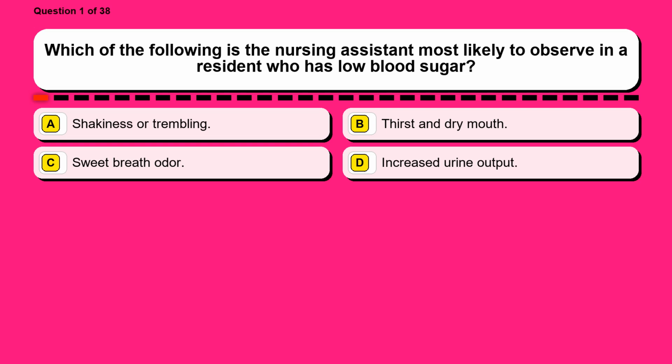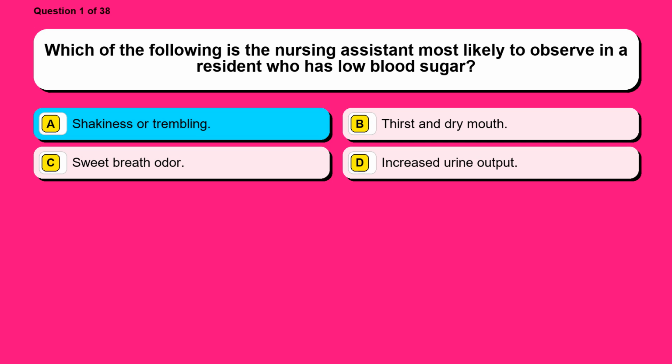Question 1. Which of the following is the nursing assistant most likely to observe in a resident who has low blood sugar? Option A, shakiness or trembling. Option B, thirst and dry mouth. Option C, sweet breath odor. Option D, increased urine output.